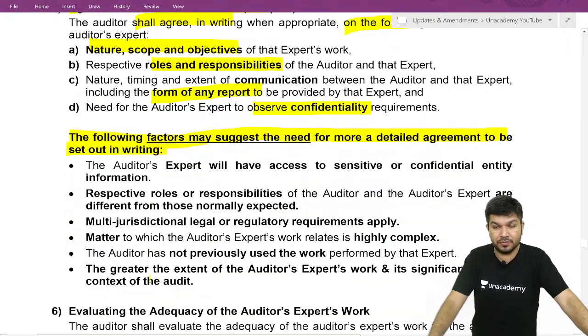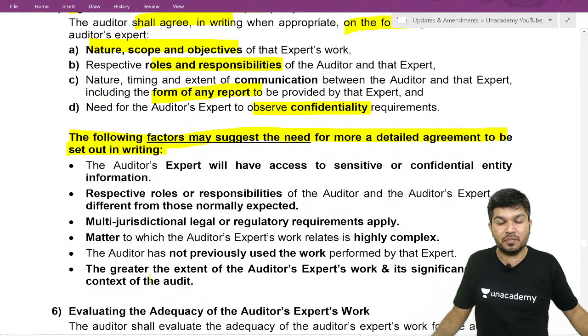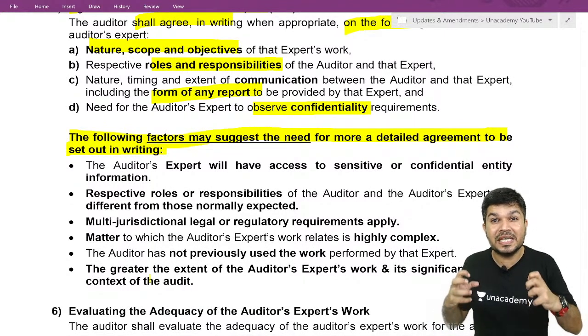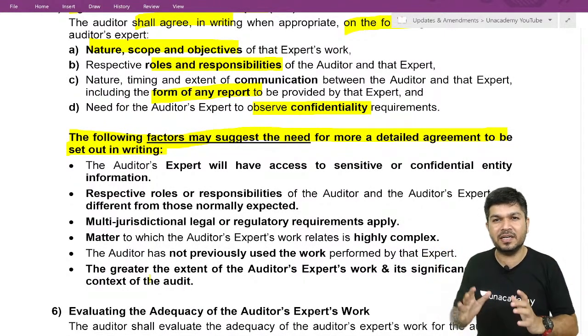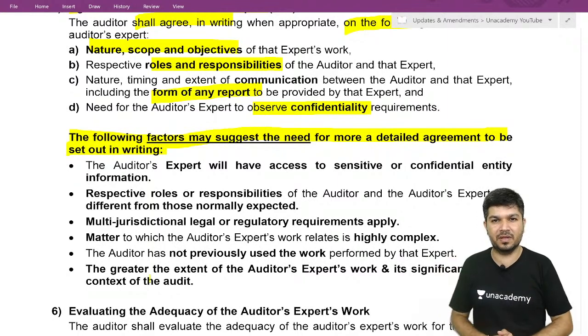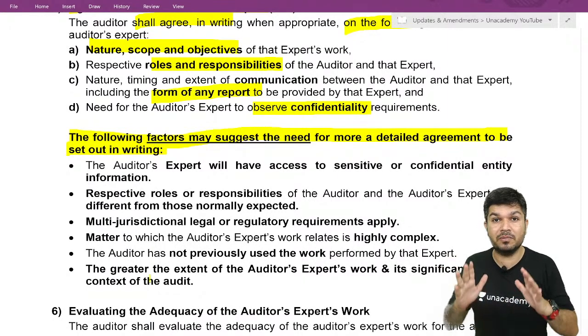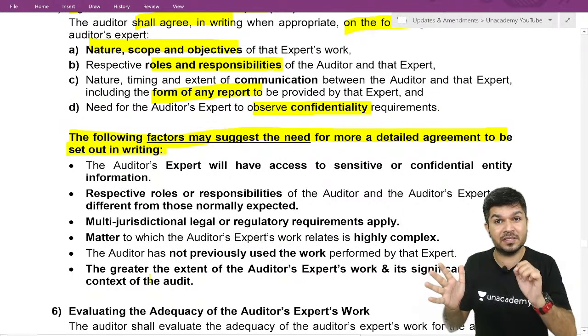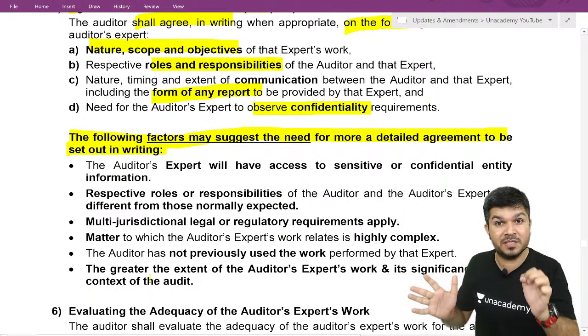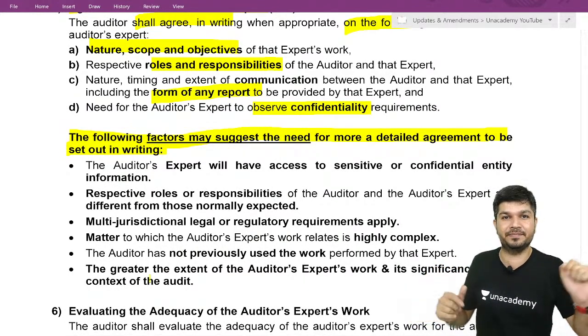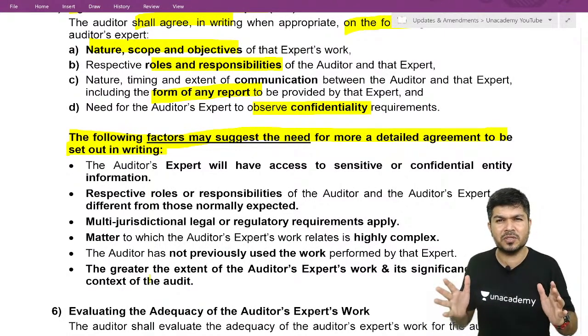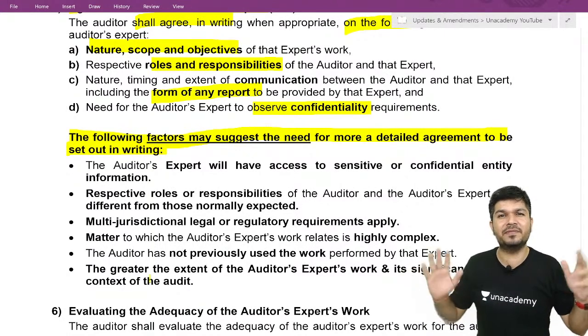1. Expert will have access to sensitive data of client. Client's data is very sensitive data. So I need to have a more detailed agreement telling you will have access to very sensitive data. Please make sure you're not leaking it anywhere. 2. The roles and responsibilities are not as usual, they are different.